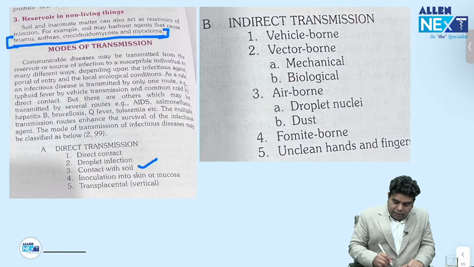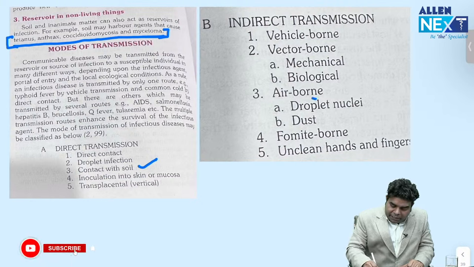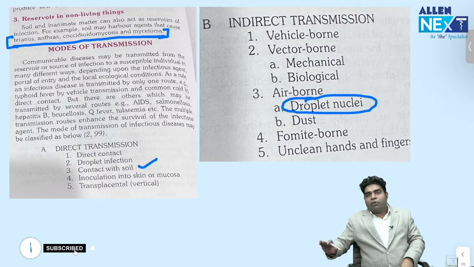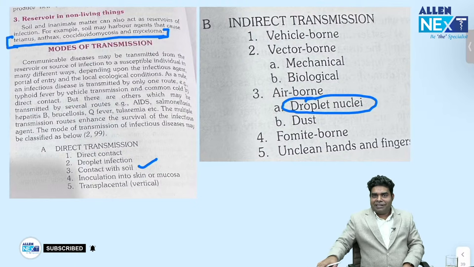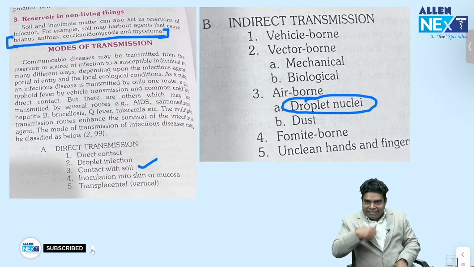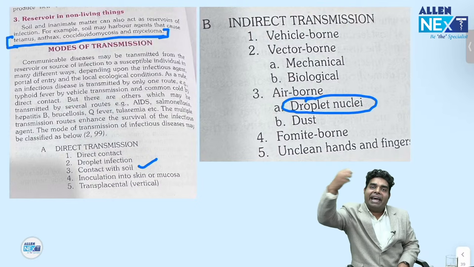Four. But when it is droplet nuclei, and droplet nuclei means I sneezed, it fell on the table, from the table someone came and touched it and then it went into the mouth or something. And that is droplet nuclei, it means it is indirect.